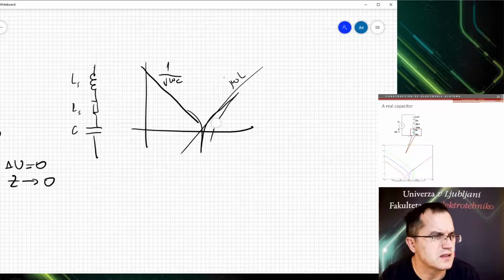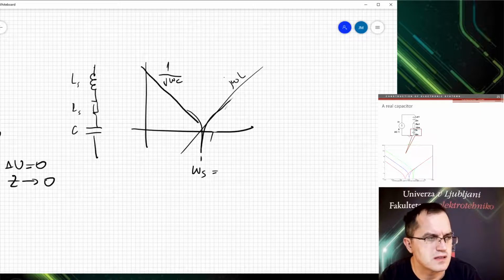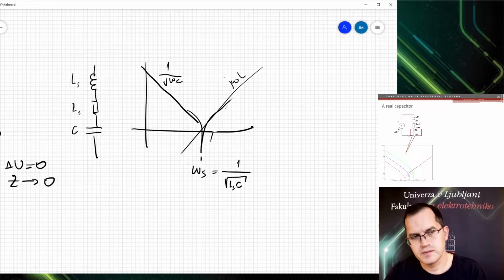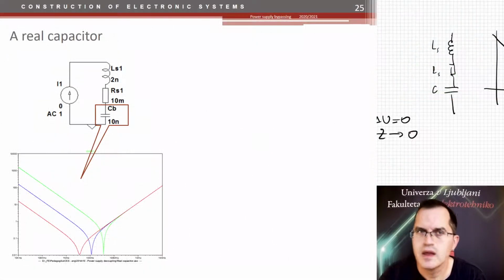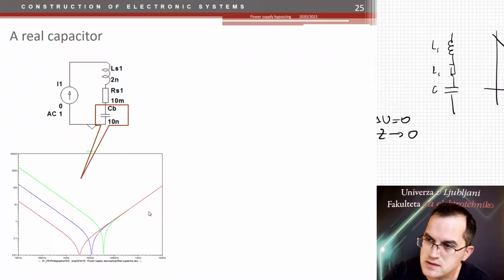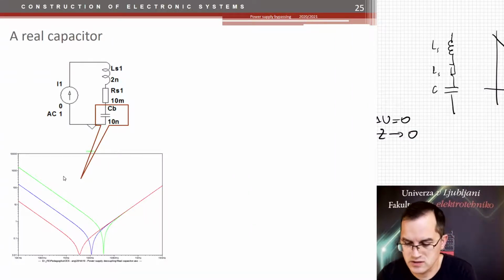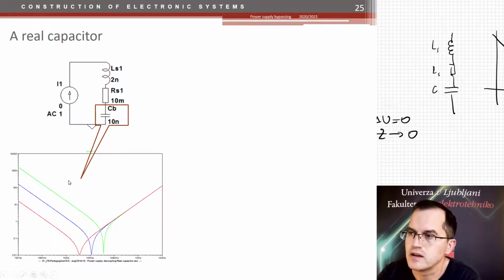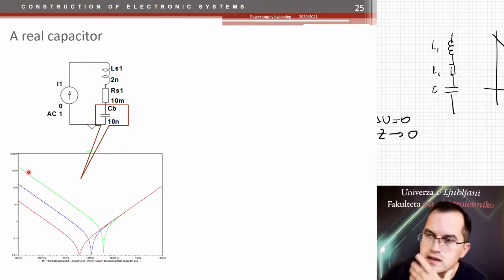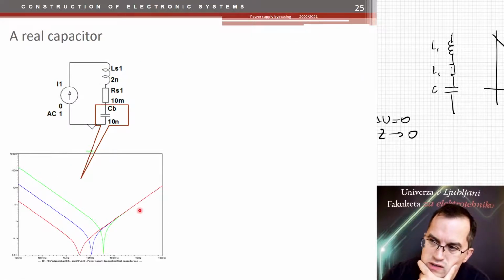The series resonance is calculated as 1 over square root of LC again, L series in this case. Now, this is what I show you here in this slide. In this slide, you see the impedance of this capacitor changing with frequency. At low frequencies, you see the capacitive nature. Here you see the inductive nature.